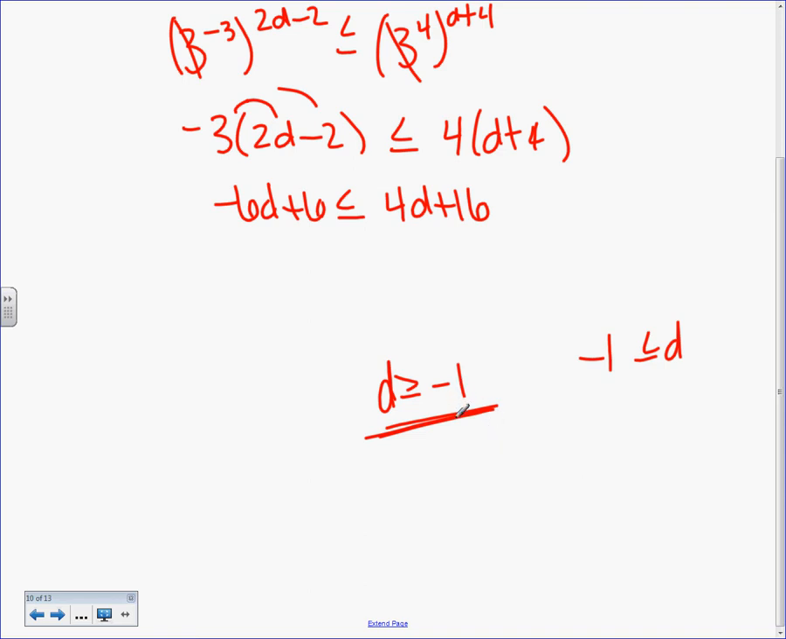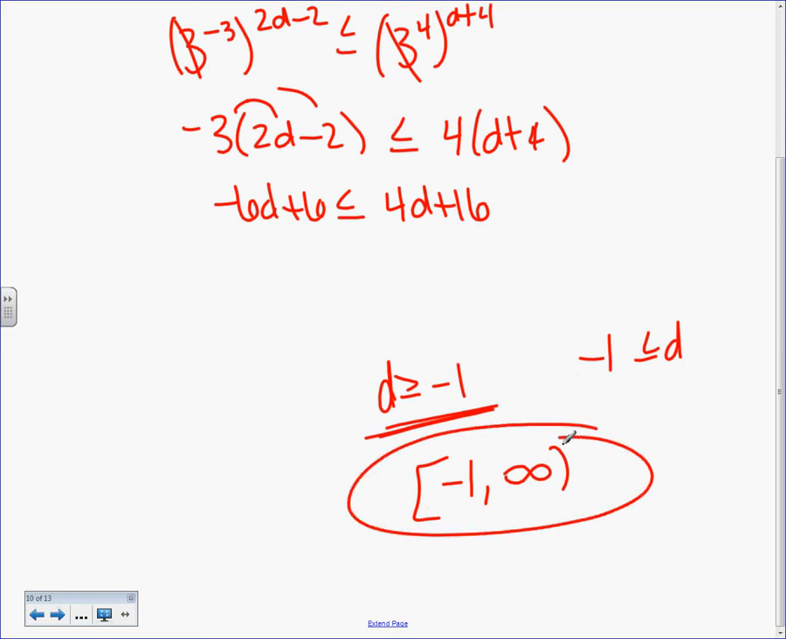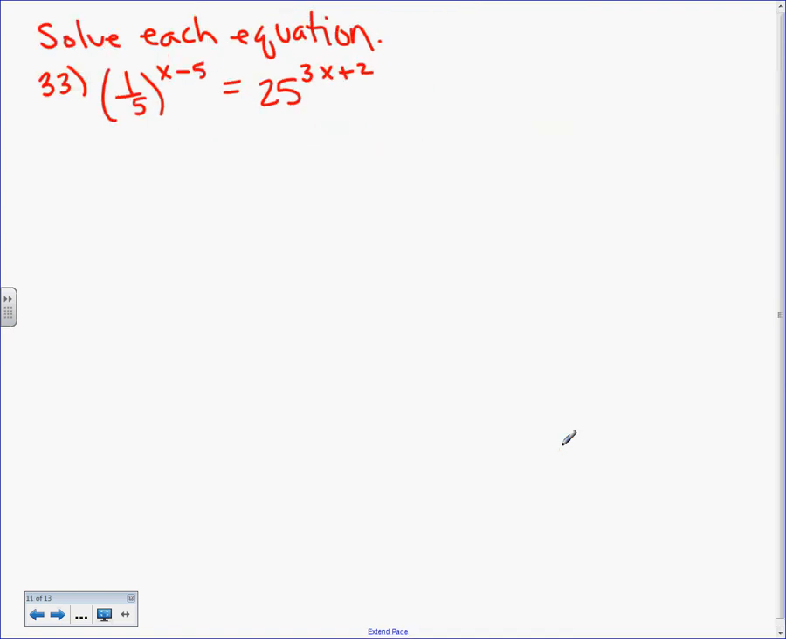So if it's greater than or equal to negative 1, that means I start with my negative 1, and I'm going to go to infinity, because greater than a number is to the right of the number line. That's positive infinity, okay? What's infinity always get? Parentheses. This has a straight hard line, so a straight hard line, bracket. Is that okay? We good?